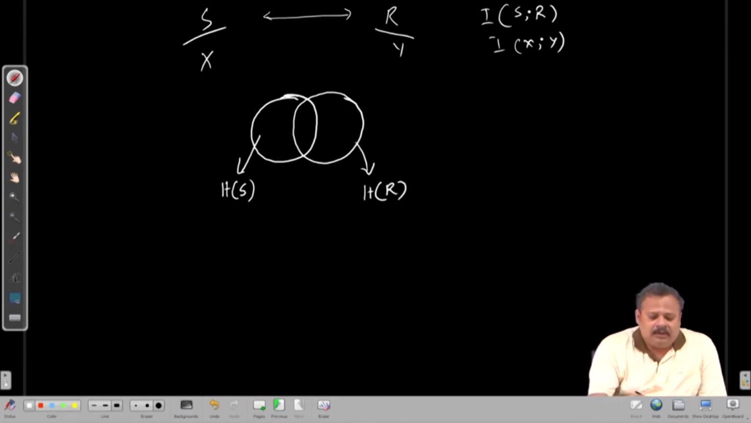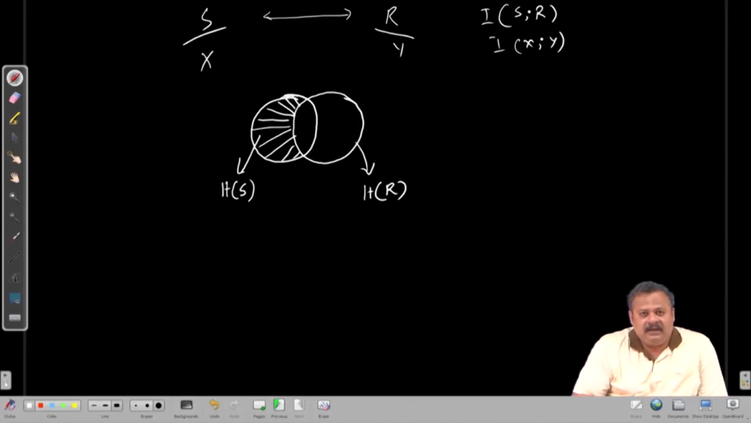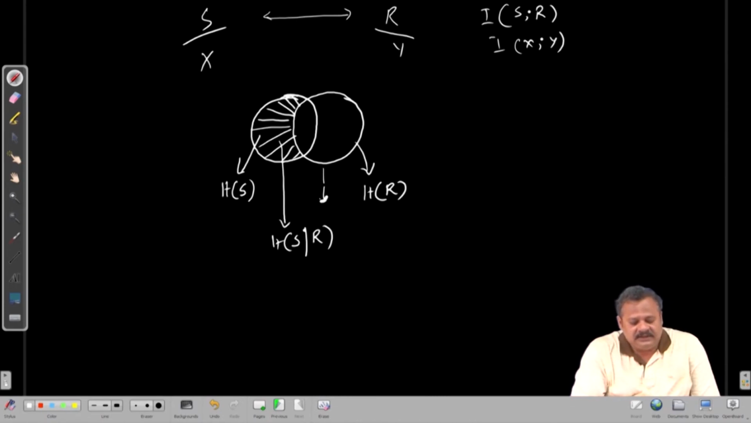So the part that is remaining outside of R in S is the uncertainty remaining in S given we know Y. So we know Y, so that means this shaded part is H of S given R. We know R or Y, this is H of S given R.